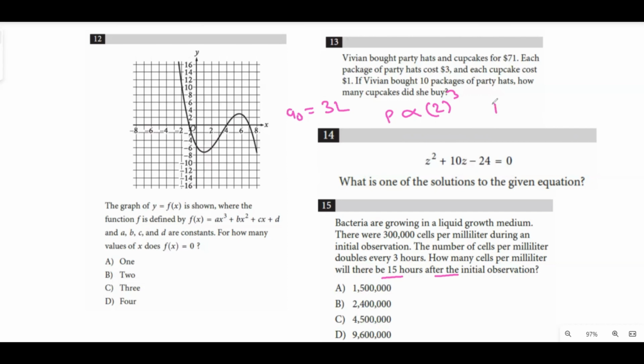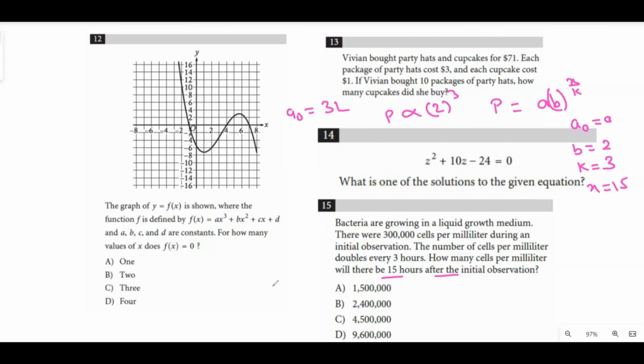So we can directly say that the population is P equals A, B to the power of X by K. Where A is my initial observation, that is A naught. If I talk about B, B is how many times the population is increasing, which is 2 times. So it doubles, so B is equal to 2. And K is after how much time it doubles: after every 3 hours it doubles. And X is given to us as 15 hours.